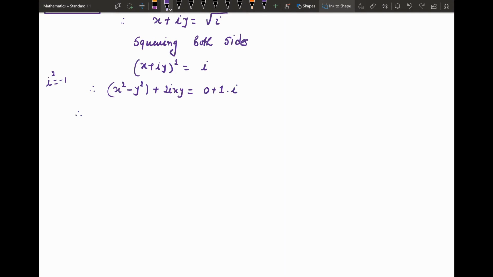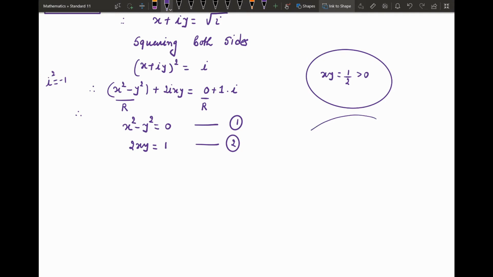Now we compare both sides' real part. Here the real part is x square minus y square. Right hand side real part is 0. So x square minus y square equal to 0, say equation 1, and imaginary part 2xy equal to 1. Here again we note that xy equal to 1 half, it is greater than 0.